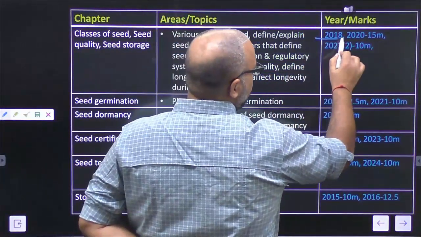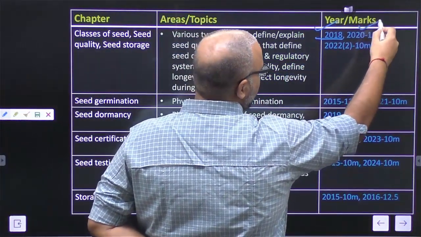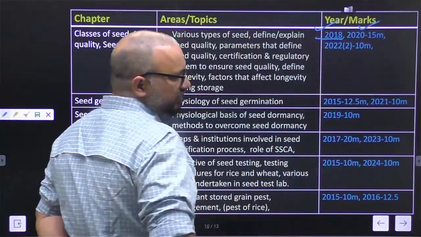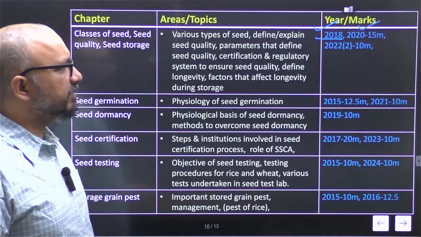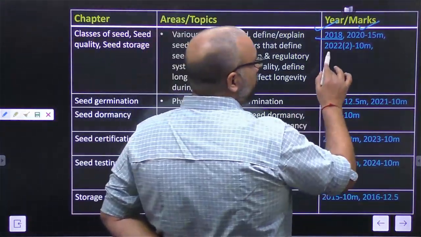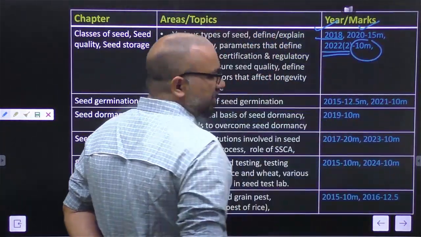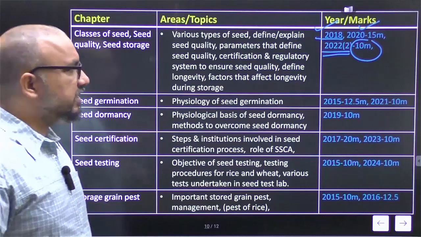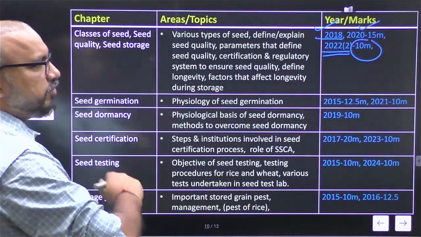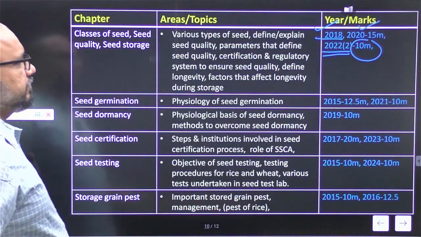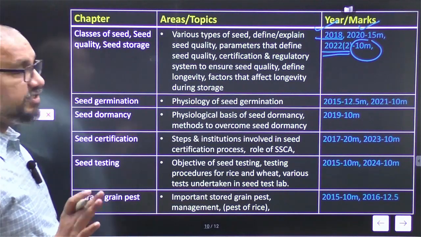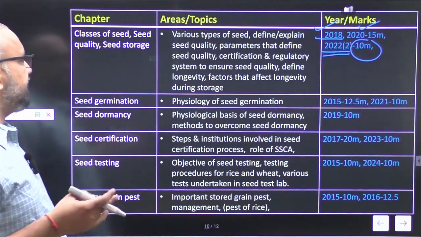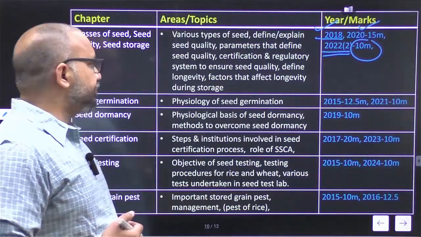So in 2018, 2020, so in 2018 a 10 marks question was there. In 2020 there was a 15 marks question. In 2022 2 questions were asked, each for 10 marks. So at least 4 times in the last 10 years the questions have appeared from this particular chapter. So classes of seed, seed quality and seed storage.